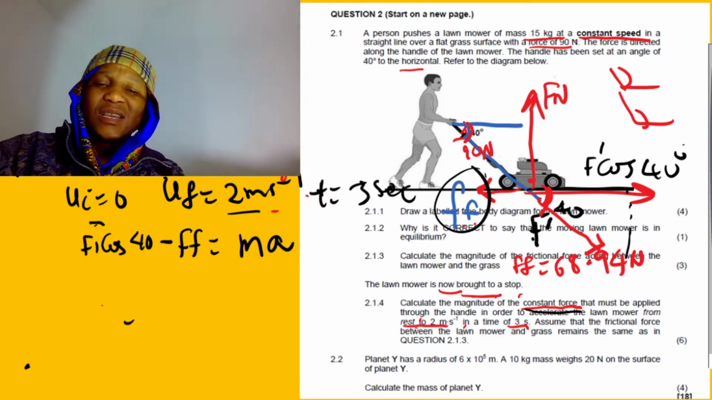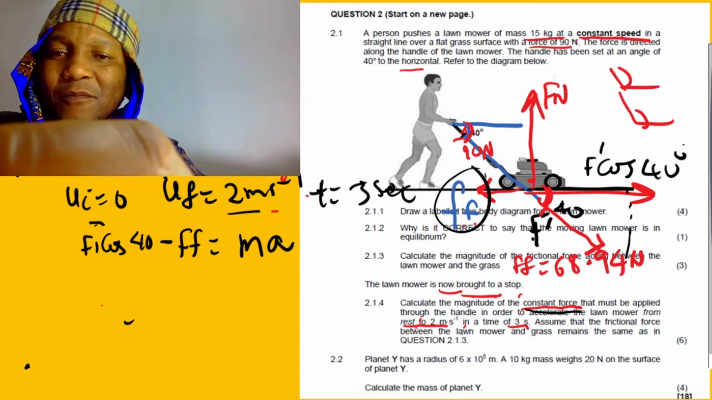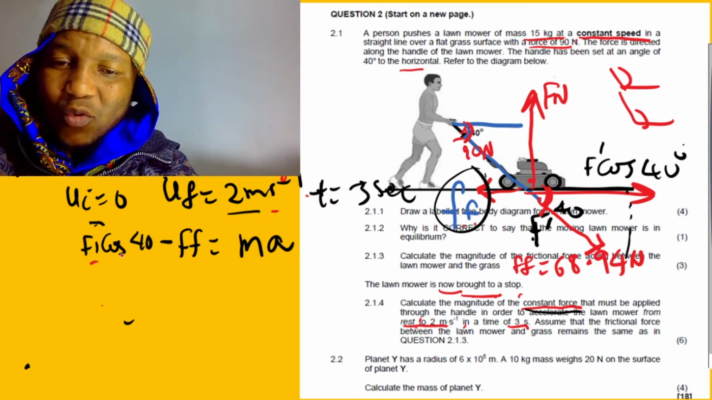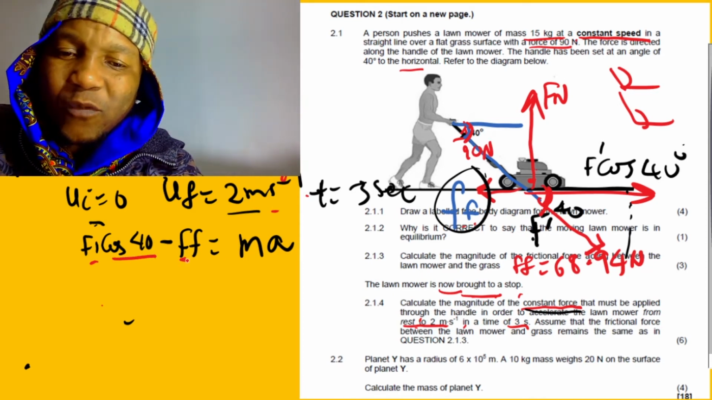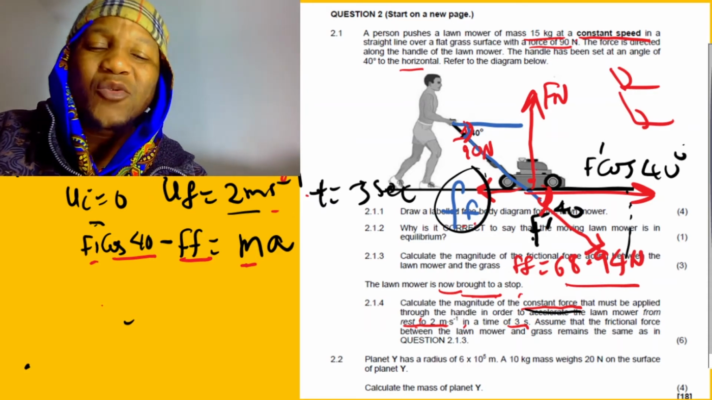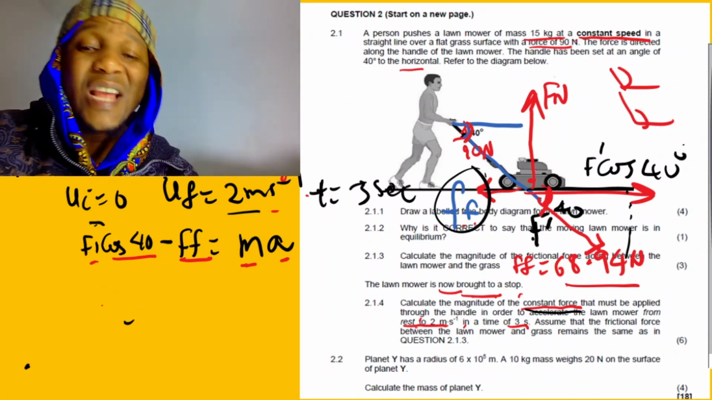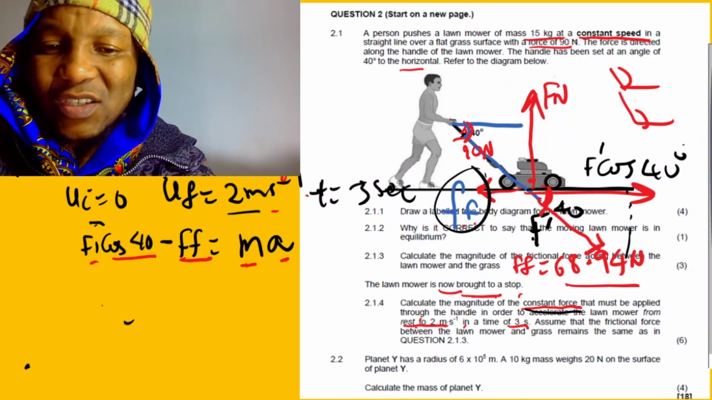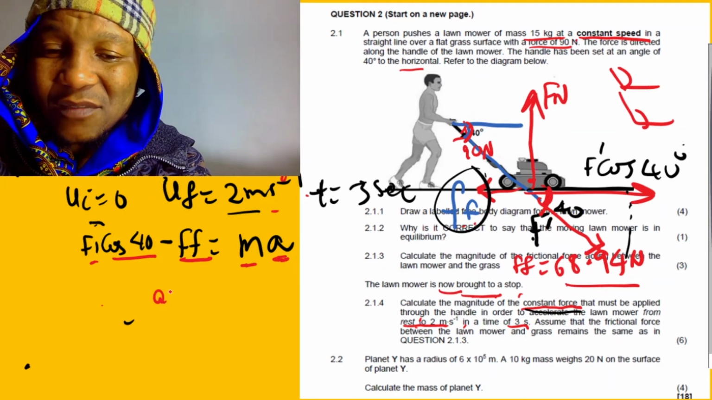So the question is, what are you looking for first? I'm looking for this. Do I know cos of 40? Yes. Do we know friction? Oh yes, we have friction here. Mass do you have? Mass I do have. Acceleration, I don't have acceleration. Let's find acceleration first, and then we're going to come and substitute the acceleration.